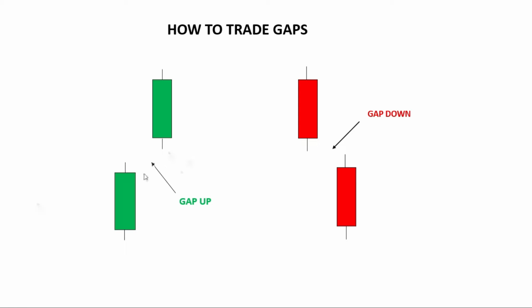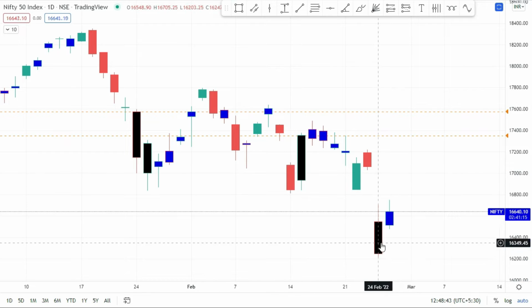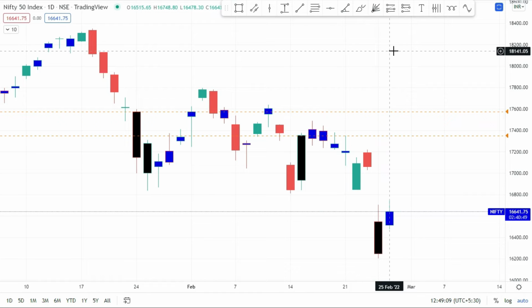Now the price can be either gap up or gap down. A gap up occurs when the lowest price of the candle is above the highest level of the previous candle, and a gap down occurs when the highest price of a candle is below the lowest price of the previous candle. Like we can see in the chart, this is a gap down and this is a gap up. Gaps are common when a major economic event causes market fundamentals to change during the weekend when the market is closed. They are usually found at the open of the market on the next working day.